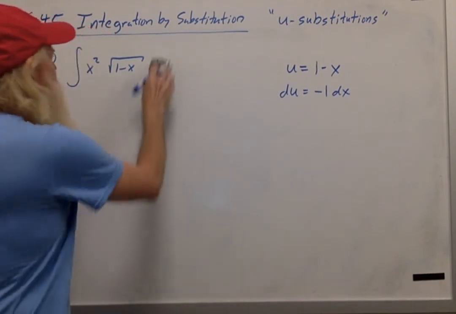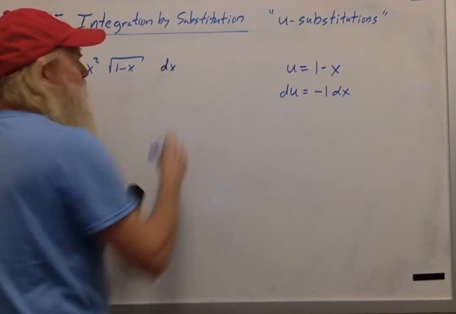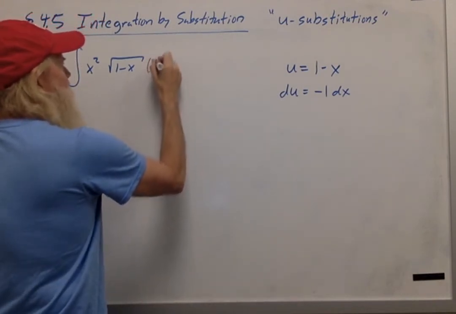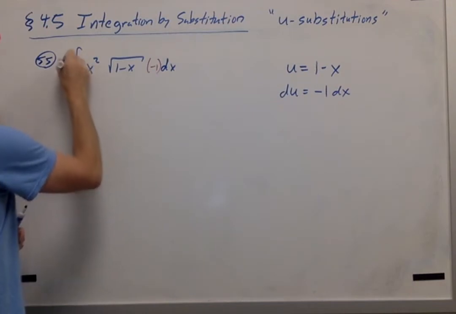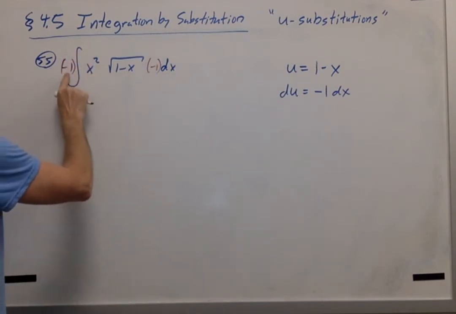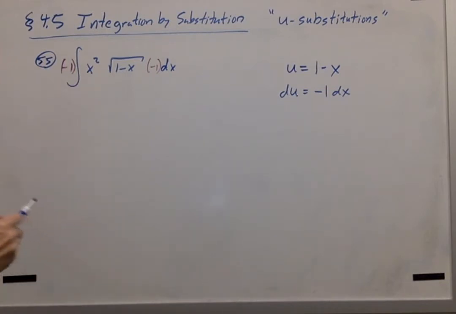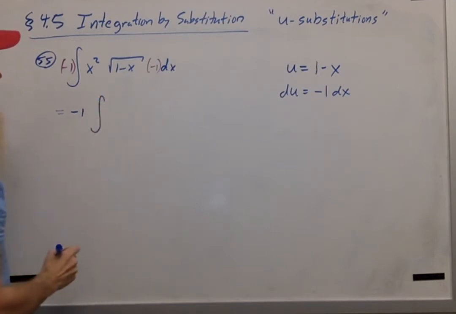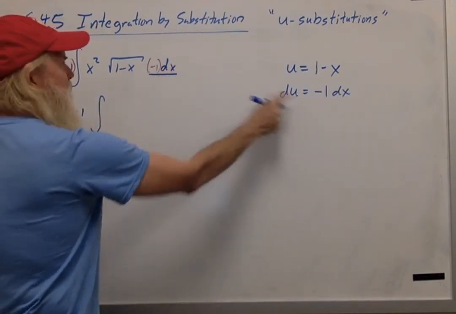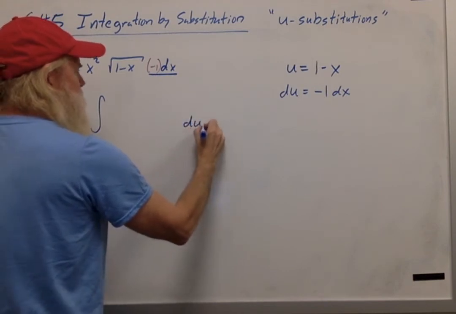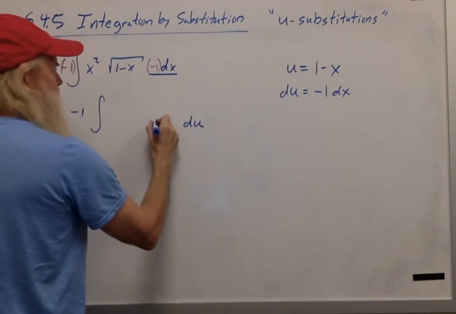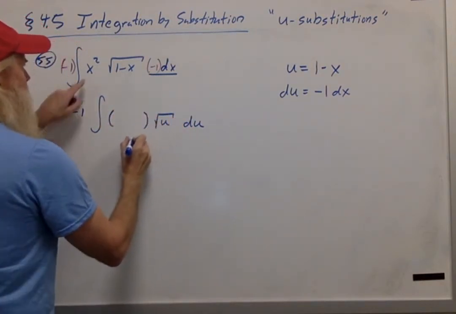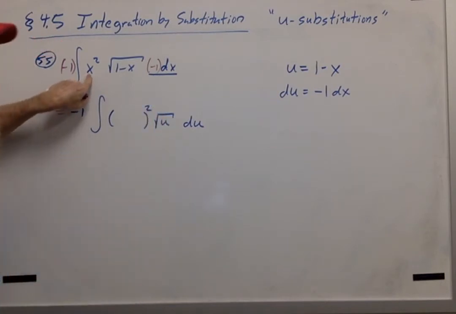So kind of like that problem we did a few minutes ago in the previous video, I need a negative 1 dx. So I can multiply by a negative 1, and then multiply by another negative 1 on the outside. I haven't changed the integral because negative 1 times negative 1 is 1. Now let's switch everything over to u's. Negative 1 dx becomes du. The square root of 1 minus x becomes the square root of u. But in front, I need to put an expression to represent the x squared.